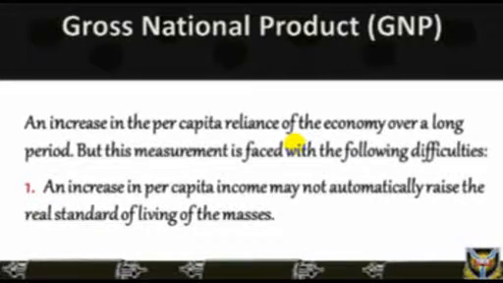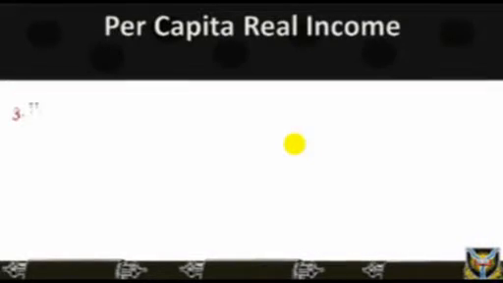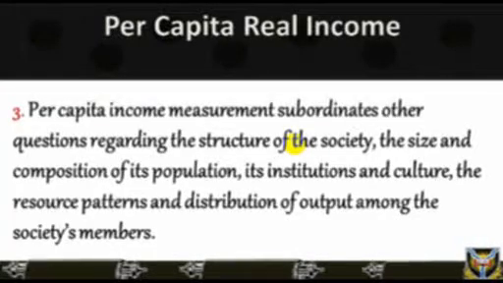2. There is another possibility of the people remaining poor despite an increase in the real per capita income if the increased income goes to the few rich instead of spreading to many poor. 3. Per capita income measurement subordinates other questions regarding the structure of the society, the size and composition of its population, its institutions and culture, the resource pattern and distribution of output among the society's members.